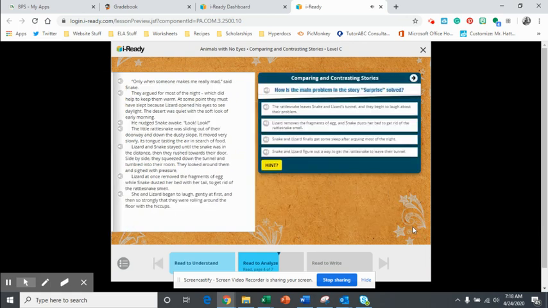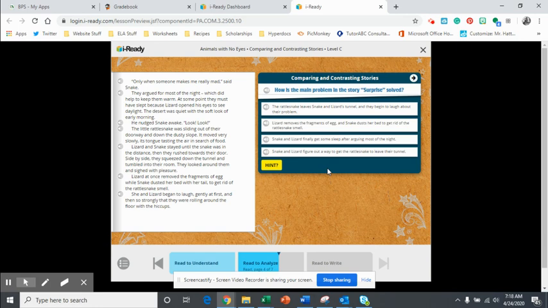How is the main problem in the story Surprise solved? Okay, main problem in the story Surprise, solved. How is it resolved? How is that problem resolved? Click on our hint. Here's the main problem. There's a rattlesnake in the snake's bed, and snake and lizard are fighting about it. How does the problem get solved on this page? Okay, so you're looking for the solution to the problem.